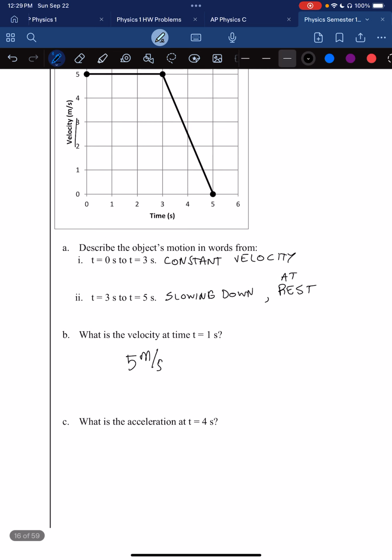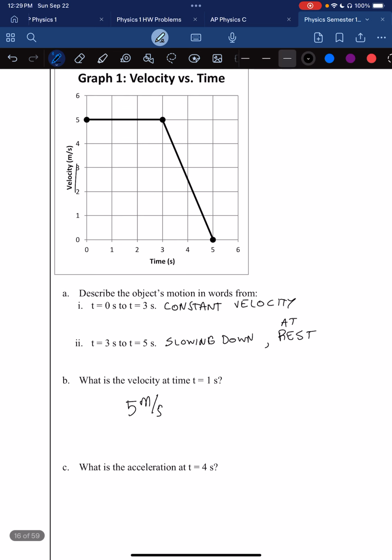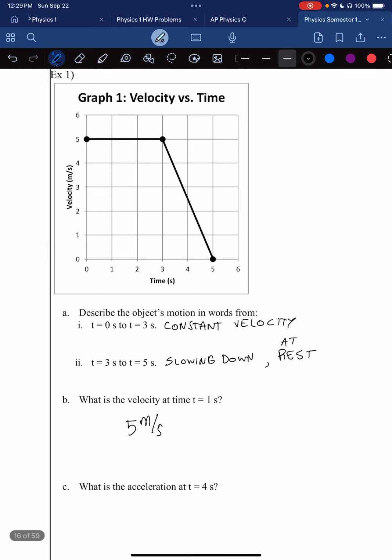And let's look at part C. What is the acceleration at 4 seconds? Notice that nowhere on this graph does it say what acceleration is. It's a little bit more abstract than what's just given on the graph. Acceleration means a change in velocity.